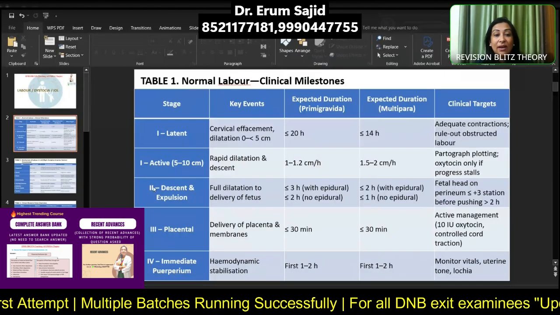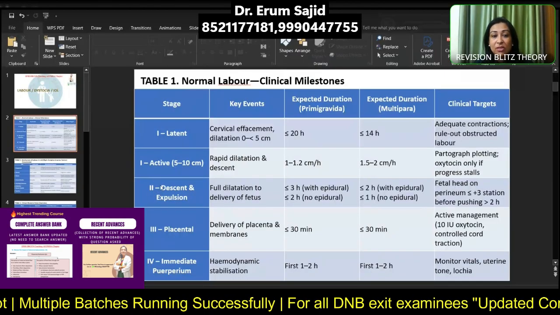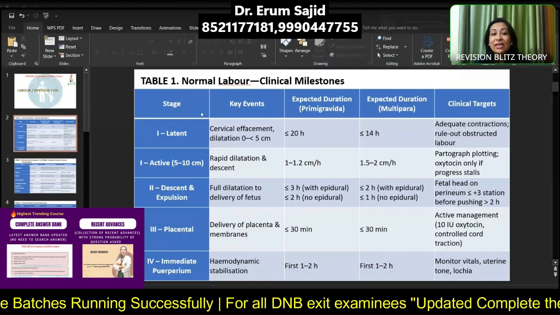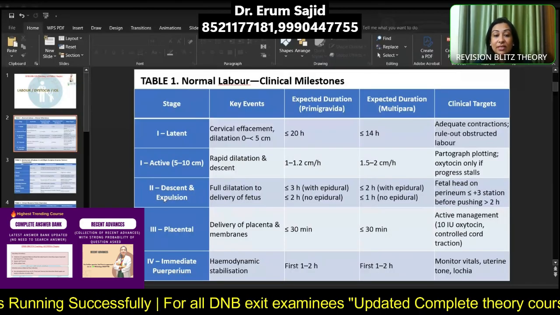Wait, I'll just write it down. This is the second stage here. You see this 2 mark. This was first stage latent, first stage active, second stage, and the third stage.